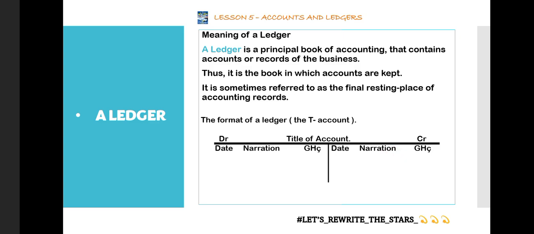Yes, and then under the Ghana cedi sign, that is where you record the value of the transaction. Sometimes it can be dollars, sometimes it can be naira, whatever currency it is. I hope this is well understood. So note, narration is usually the corresponding account, just as I explained.